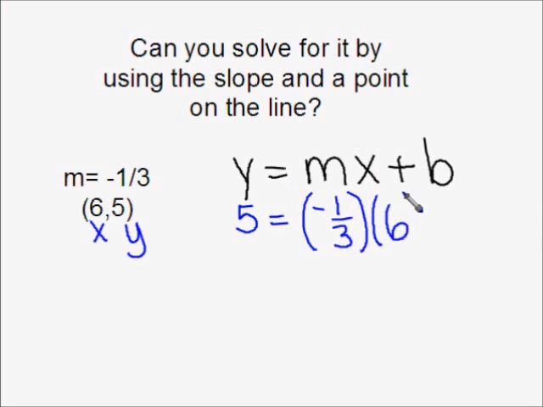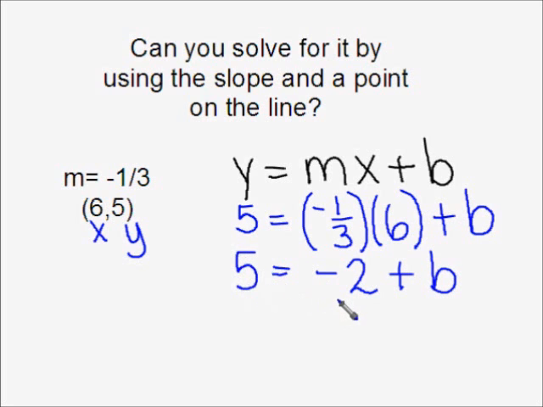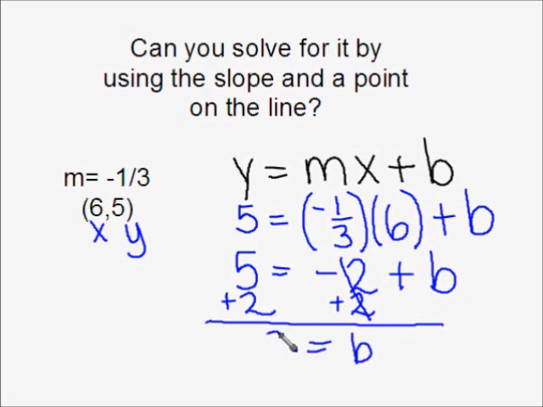So solving this equation, we'll be able to get our value of b. Order of operations tells us to multiply first. So -1/3 times 6 is -2. So -2 plus b is equal to 5. And then we're going to undo the -2 by adding 2 to both sides. That will give us that b is equal to 7. So our y-intercept is 7.